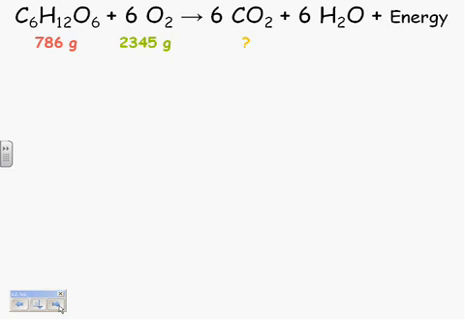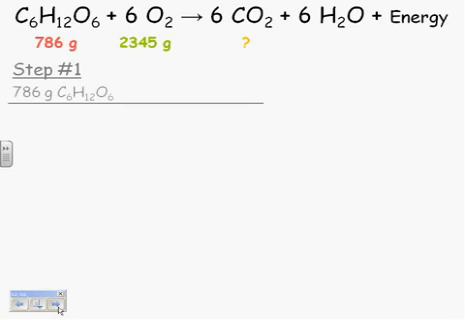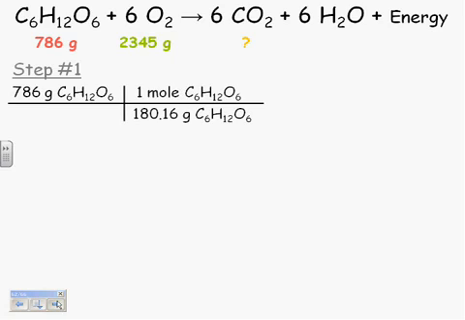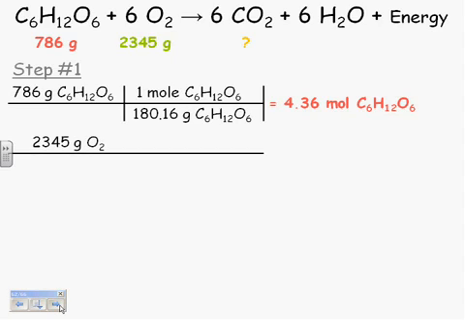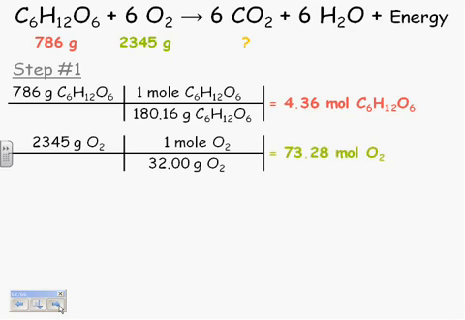If that's the question, we have to look at these reactants and figure out which one is going to run out first. And so we have to convert them to moles. Always start the same for these. Take your reactants and change them into moles. So for our glucose, the molar mass is 180.61, and we're looking at 4.36 moles of glucose. Now the oxygen, if I change the mass of oxygen into moles of oxygen, I'm going to have 73.28 moles of oxygen.